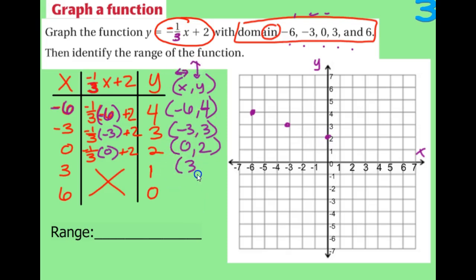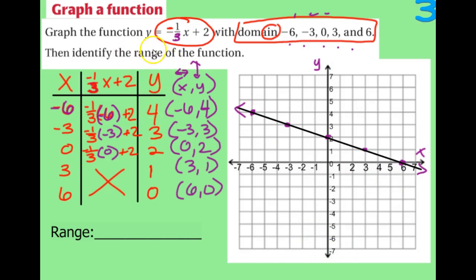And then we have 3, 1. So x is 3 to the right, and positive 1 is up 1. And then last, 6, 0. So 6 to the right on my x-axis, and then we're not going up or down. And draw your line through it. There's our nice straight line. If you have one point that's instead maybe over here or something, you know, hey, we made a mistake. That one doesn't fit with the rest of the points.